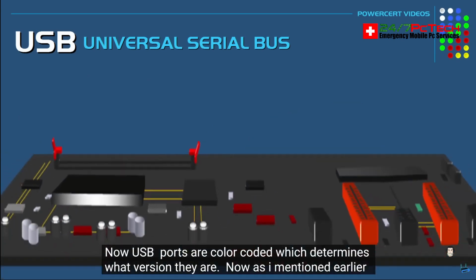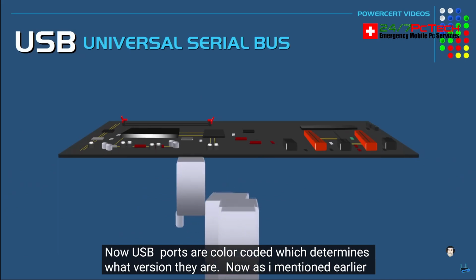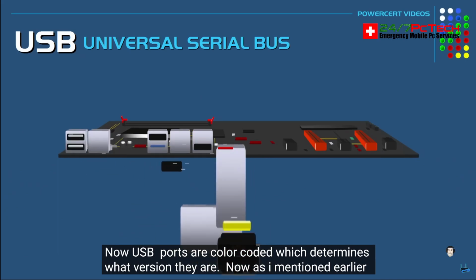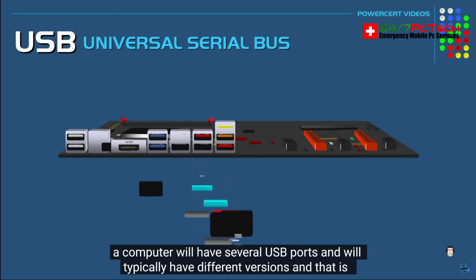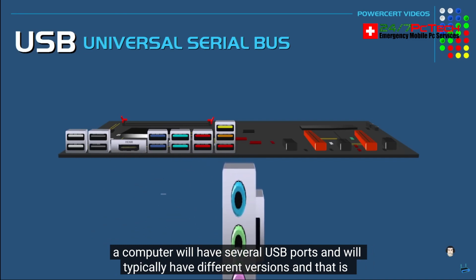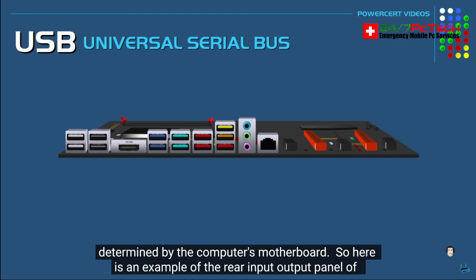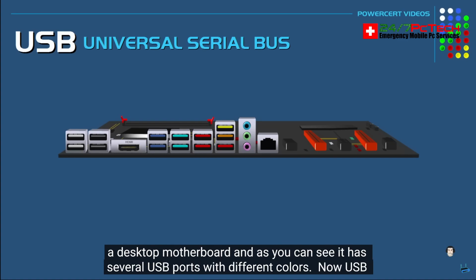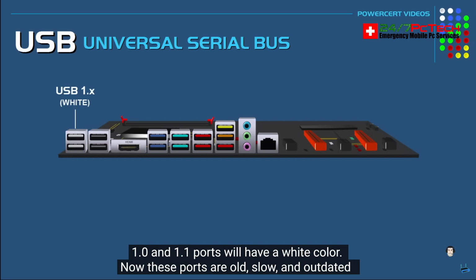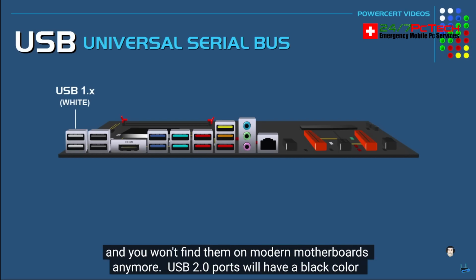Now, USB ports are color-coded, which determines what version they are. Now, as I mentioned earlier, a computer will have several USB ports and will typically have different versions, and that is determined by the computer's motherboard. So here is an example of the rear input-output panel of a desktop motherboard. And as you can see, it has several USB ports with different colors. Now, USB 1.0 and 1.1 ports will have a white color. Now, these ports are old, slow, and outdated, and you won't find them on modern motherboards anymore.